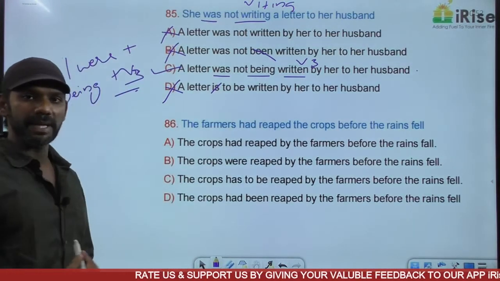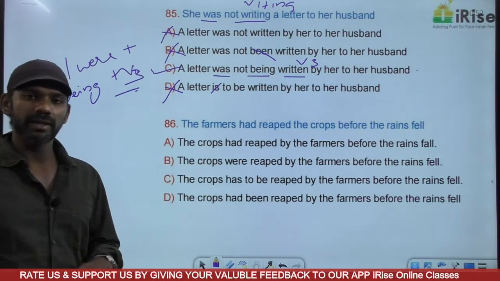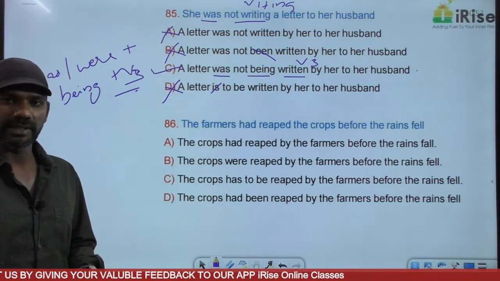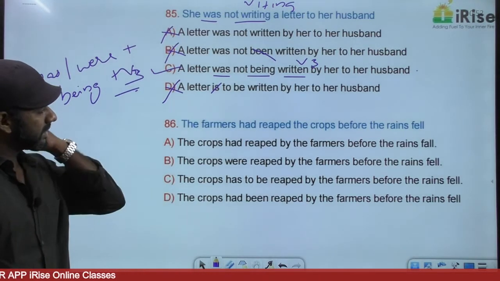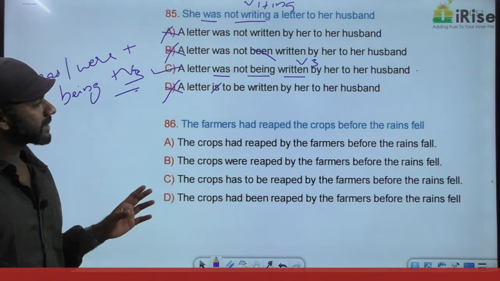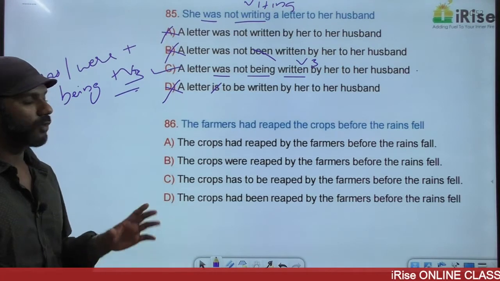Past continuous passive voice. Write is V1, wrote is V2, written is V3. Write, wrote, written. Come to the next one. The farmers had reaped the crops before the rains fell.